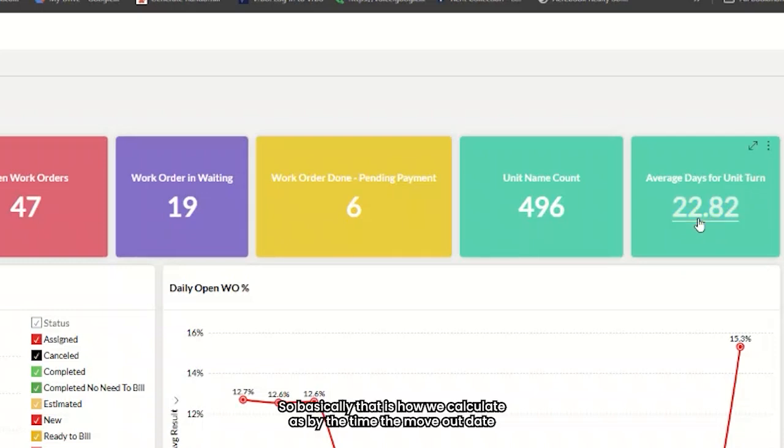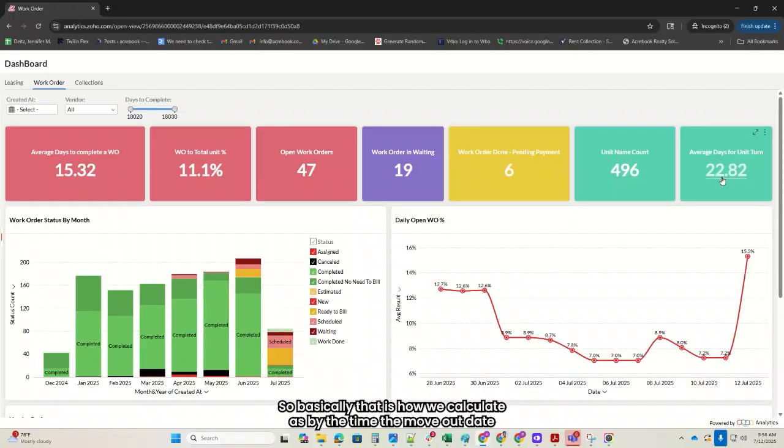So basically, how we calculate those days is from the move-out date and the next move-in date to the completion date of the work order. That is, you have a person who moved out, then you have a unit turn, and when that is actually completed is 23 days. So on average, it takes 23 days to make a unit ready for the next tenant. The bigger it is, the more expensive it is for you. The goal is to keep this reduced.